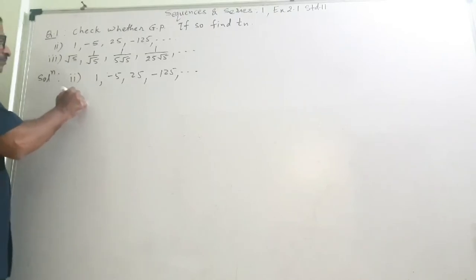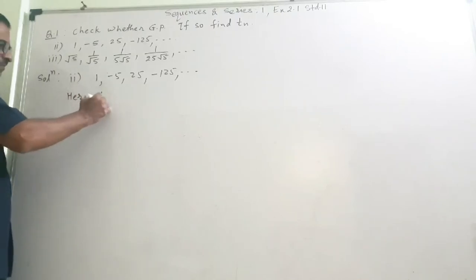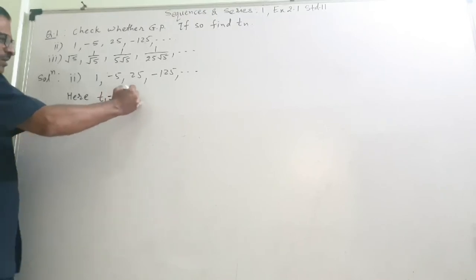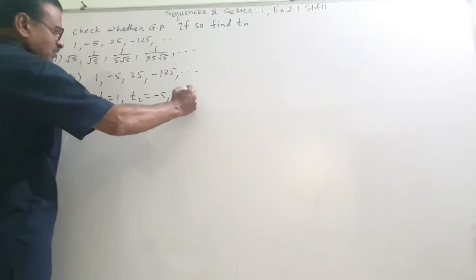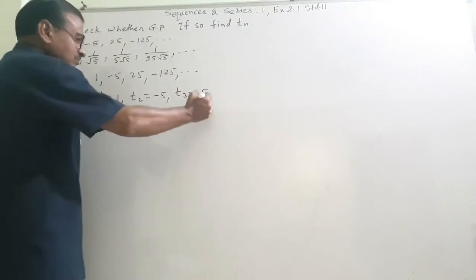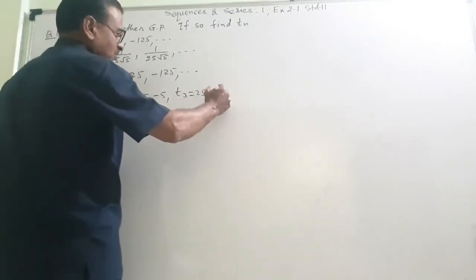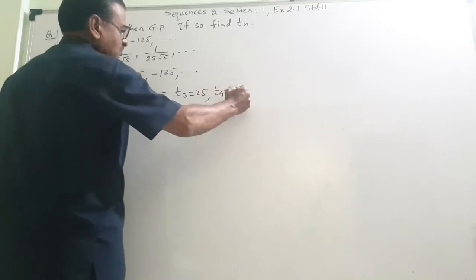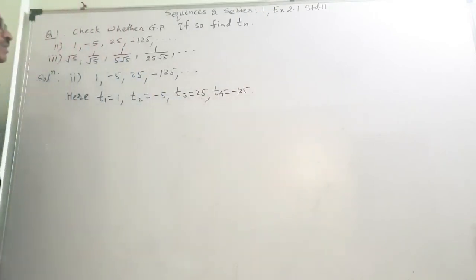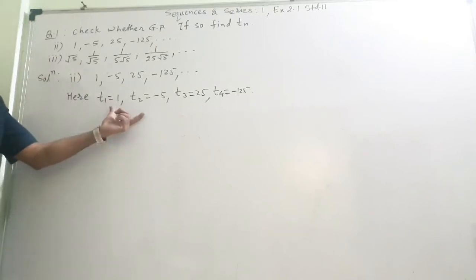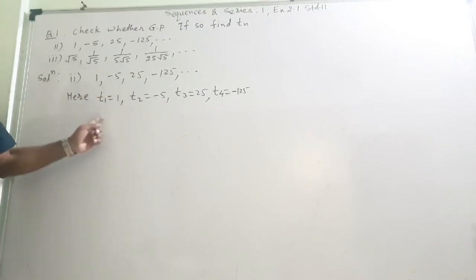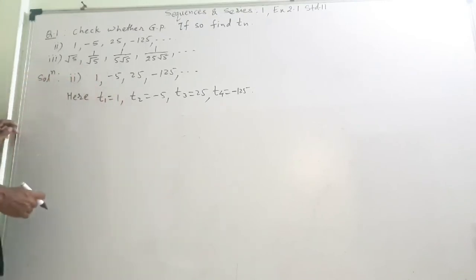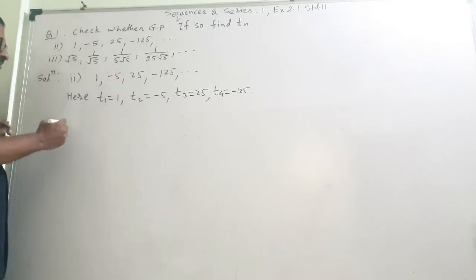Here, T1 is equal to 1, T2 equal to minus 5, T3 equal to 25 and T4 equal to minus 125. If they are the GPs, then the ratio should be constant. For the AP, the difference should be constant, and for the GP, the ratio should be constant. So the next term upon the earlier term.